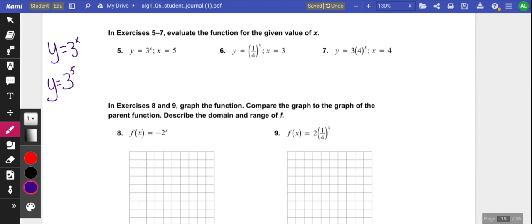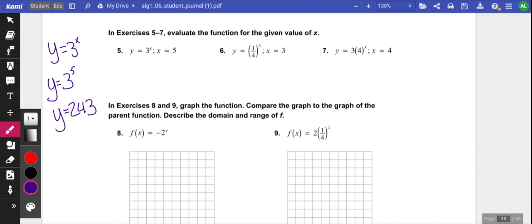Again, don't say, oh, 3 to the 5th power, that's 3 times 5. Okay, you're not multiplying them together. You're saying 3 to the 5th power. That's 3 times 3 times 3 times 3. That's 3 times itself 5 times. So I do have to put this one in my calculator because I don't know off the top of my head. Okay, 3 times 3 is 9, 27, 81, 243.